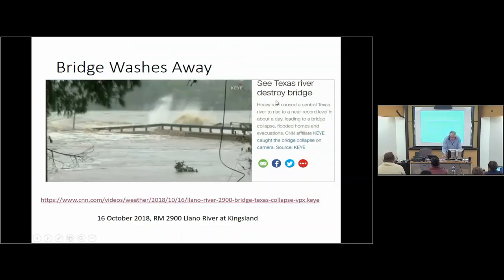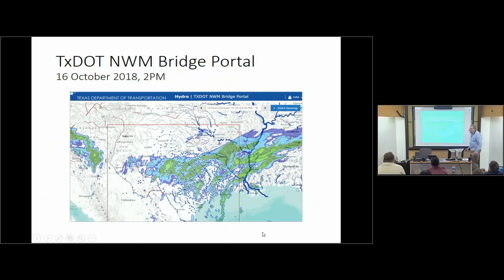Okay, so we are working with the Texas Department of Transportation on a bridge portal to look at the conditions of flow at about 27,000 bridges in the state. These blue dots are where the USGS gauges are in Texas, and the green and blue area that you see here is the rain as it existed on Tuesday afternoon. So after we had the quiz, I went and screen captured a few things.